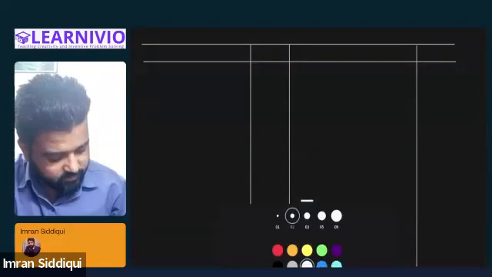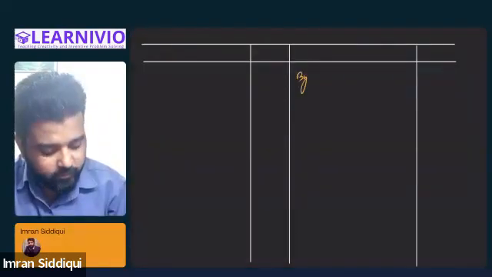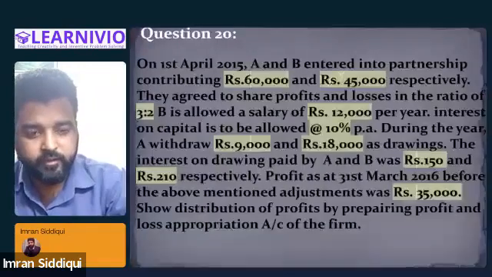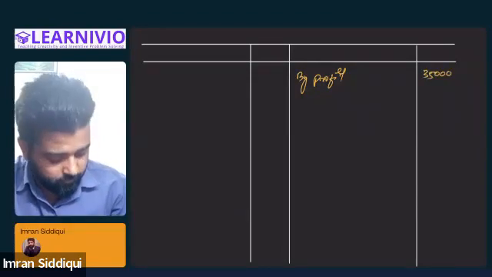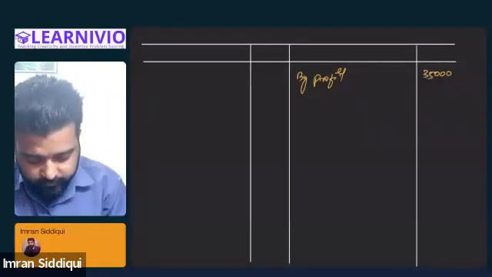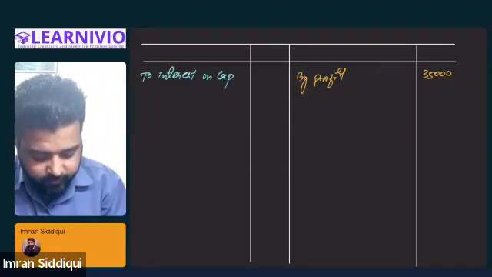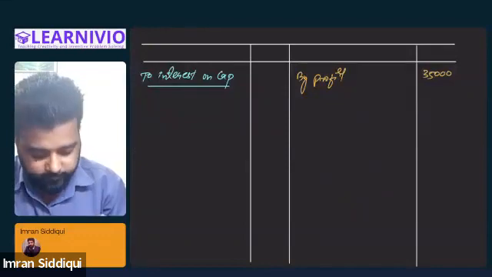All right. So this is the profit and loss appropriation account, and we'll start with the credit side, by profit, which is already there in the question. Profit is given as 35,000. Then interest on capital, which we have to pay to both the partners, A and B.